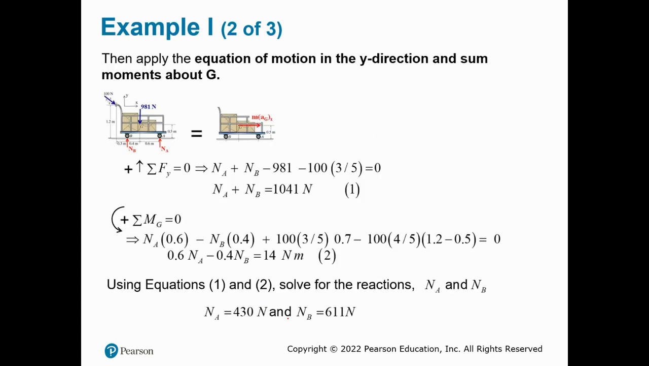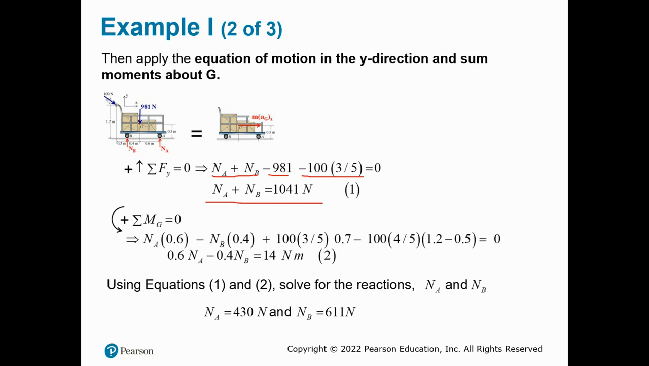And then you have an equation in the vertical direction. In the vertical direction, you have NA and NB going up, the weight coming down, and you have a negative 100 times 3/5. This gives you an equation of NA and NB, the normal forces A and B, together. And you have a summation of moments about point G.